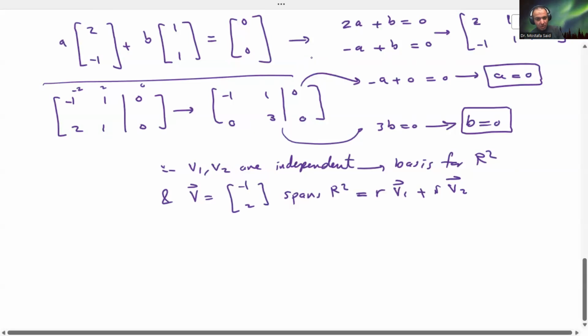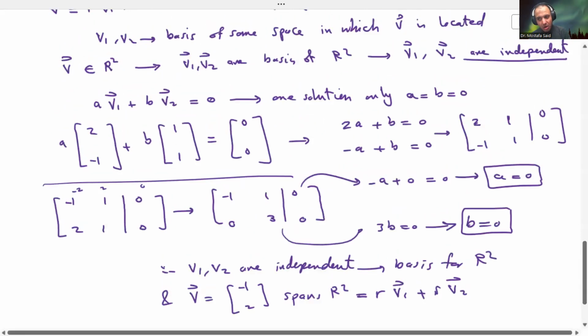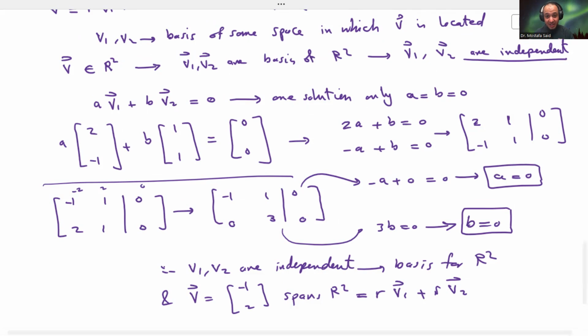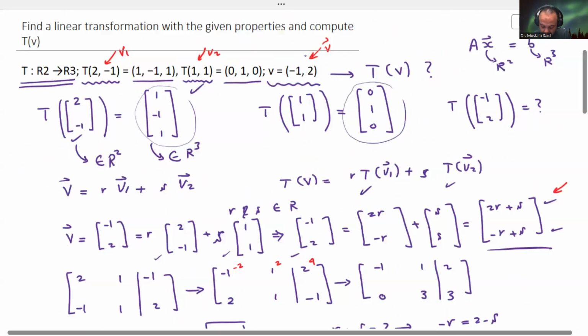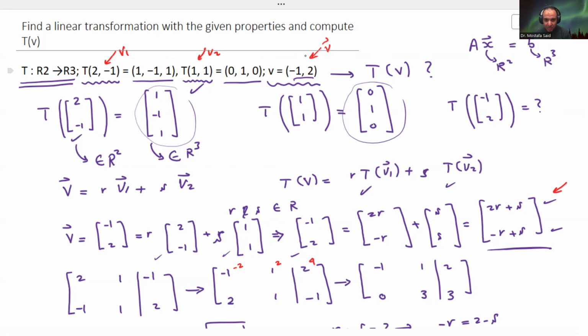But, you know, in the exam or when you solve this question, don't do this step. Always assume that the given vector for the unknown transformation, in that case v, which is -1 and 2, is basically a constant multiplied by v1 plus another constant multiplied by v2.